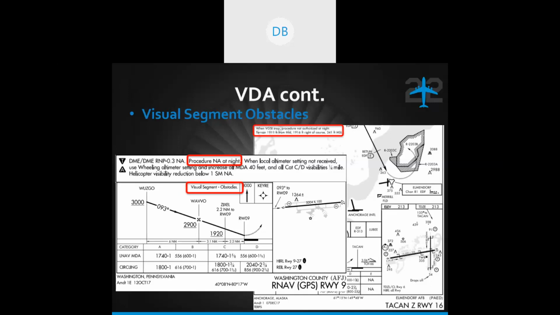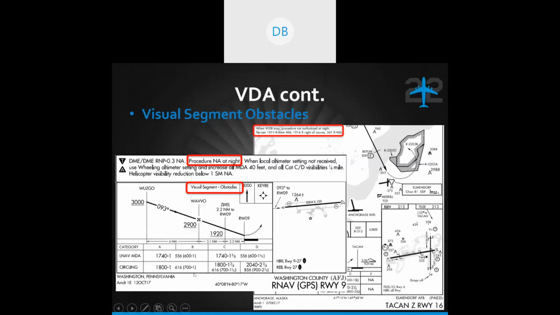If you look in the profile view, you'll see it here, it says visual segment obstacles. And you also see there is no VDI published, as well as no VDP. And then what this is telling you is that the interpreters, they looked at this approach, they looked at all the obstacles in the visual segment area, and they determined that there's an obstacle out there that would preclude them from safely publishing an angle or a VDP to fly on this particular approach.